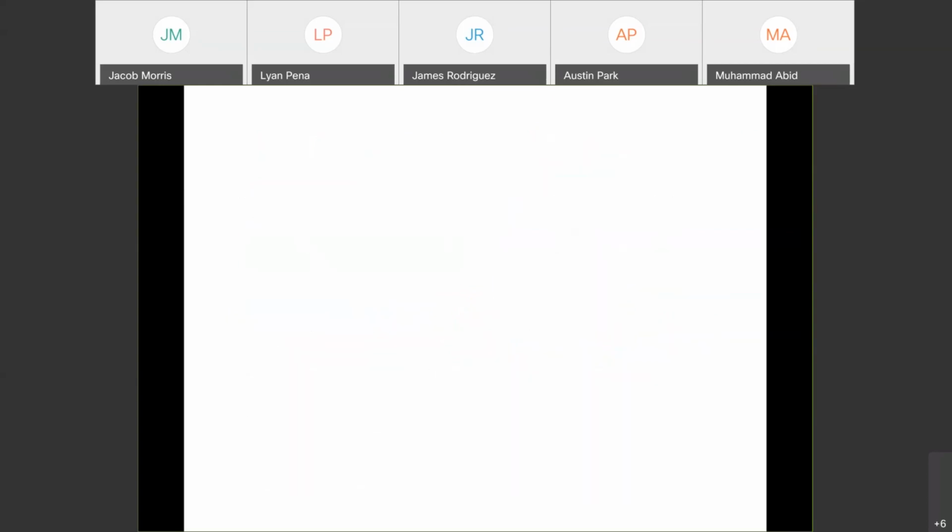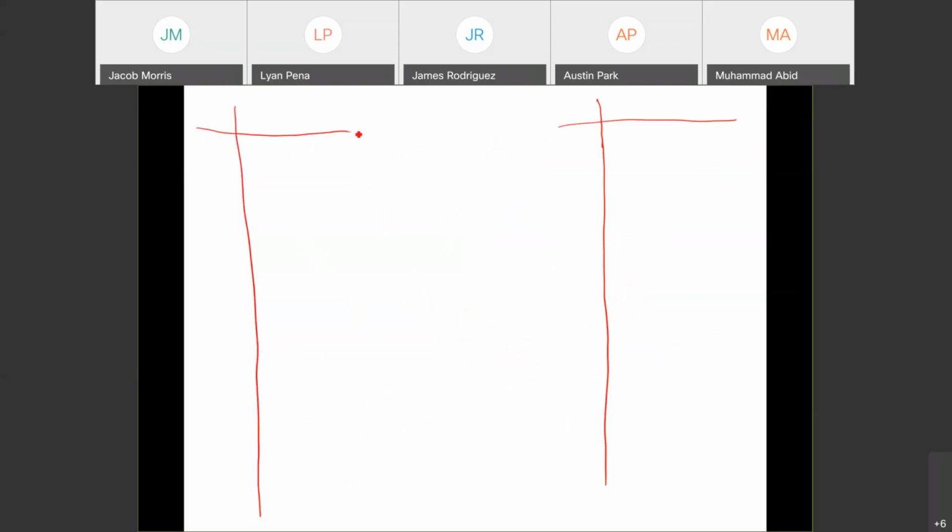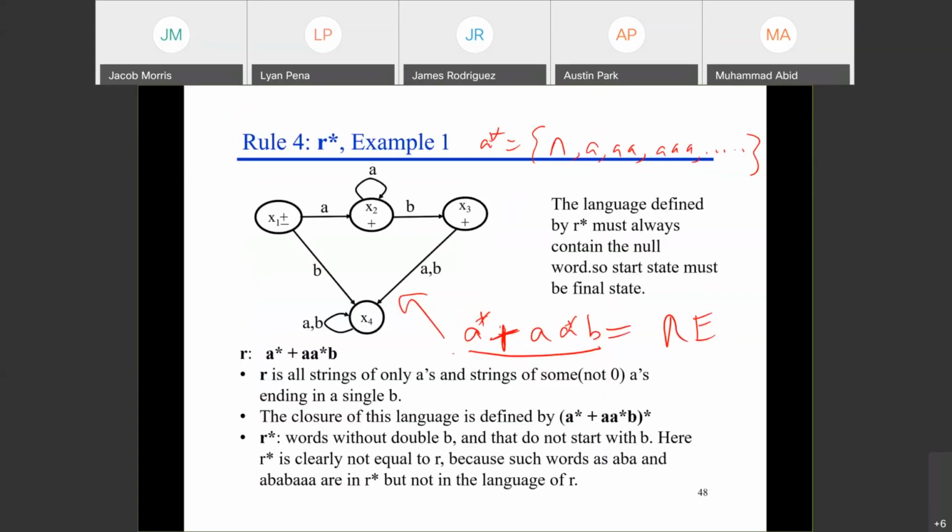We need to draw two tables. Okay. And then we need to fill both tables in parallel. And then we want to see here. So in this example, actually, we are lucky that our start state is a final state.